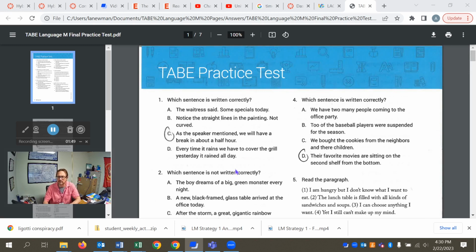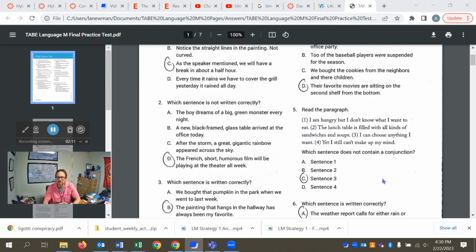Four, which sentence is written correctly? And it's D. Their favorite movies are sitting on the second shelf from the bottom. We have in A the wrong two. We have the wrong two in B. Looks like we have the wrong there in C. So we're dealing with commonly misspelled or mixed up words in number 4.